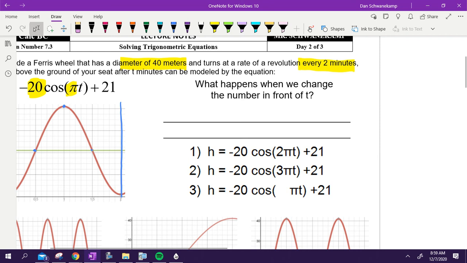We just talked about this. What is going to change about my Ferris wheel, about my graph, if I change the number in front of t? What is going to happen? It changes the period length.